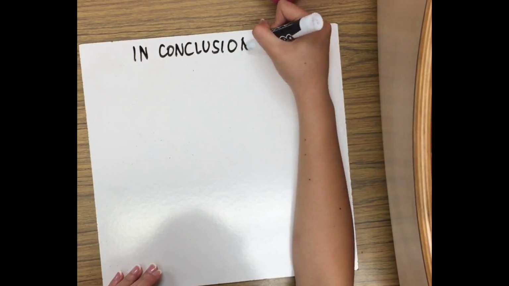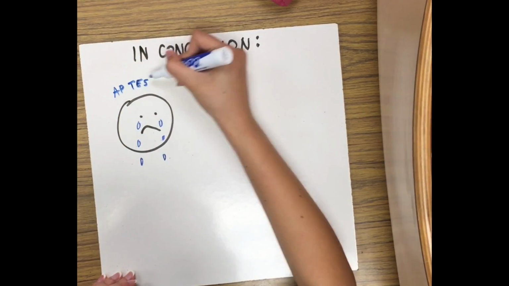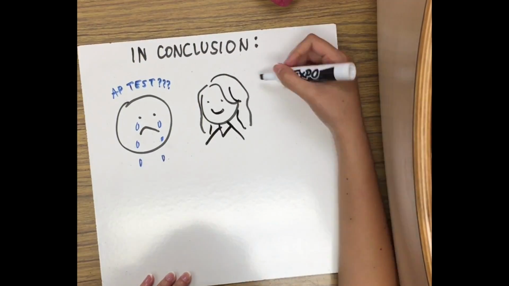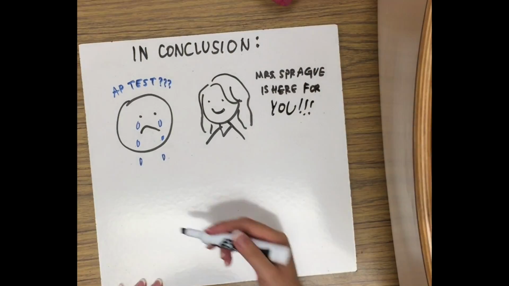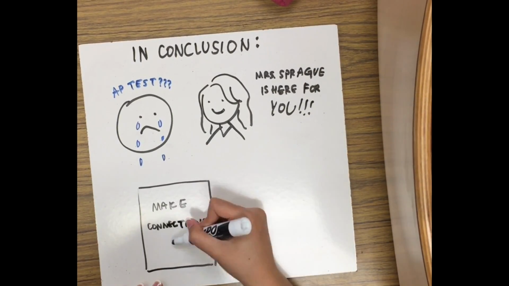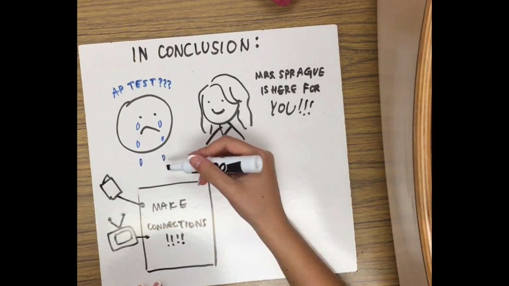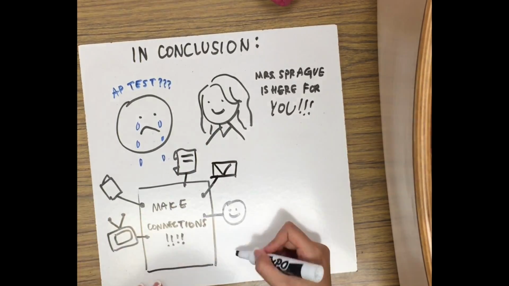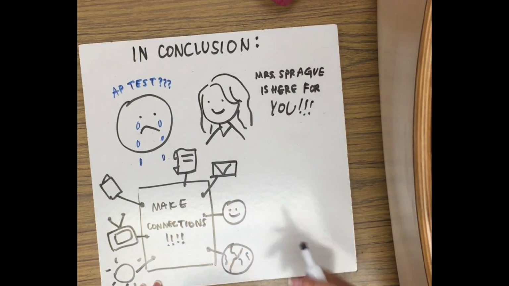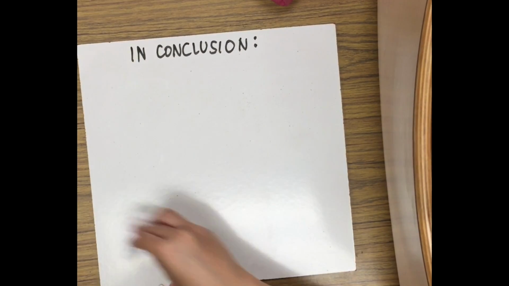The AP test might sound scary, but Mrs. Sprague is here to help. One big piece of advice is to make connections. Everything ties together somehow, even if you do not think it would. Think about what has happened in your life, or what you see in the news, or what you have learned from other subjects.